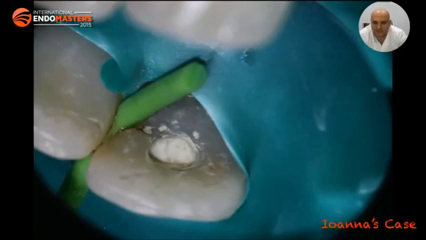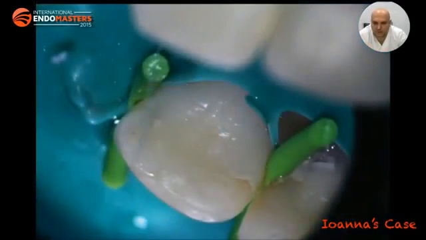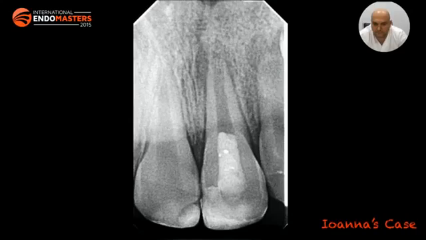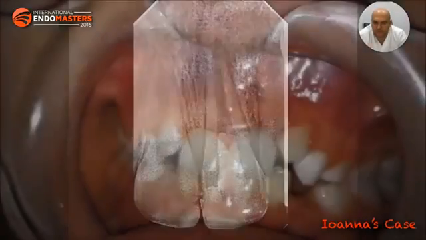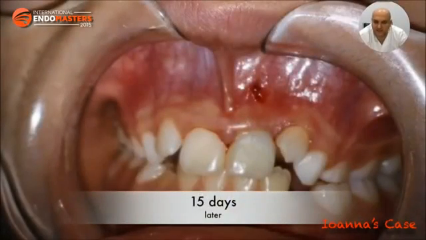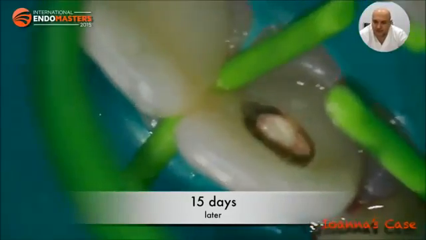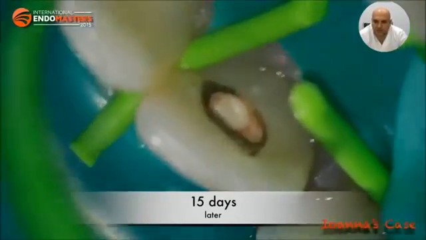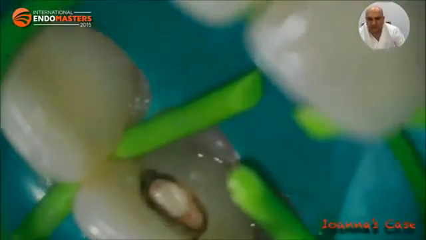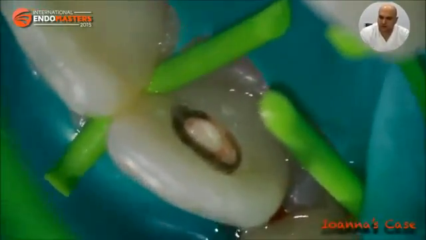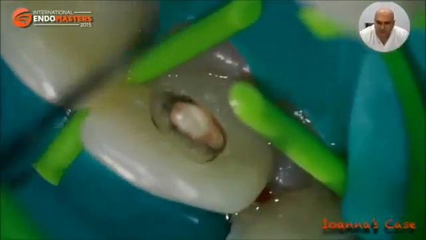This is the image under the microscope of the MTA coronal barrier, and this is the postoperative radiograph. 15 days later, the sinus tract was still present and a slight discoloration was making little Marlena's life miserable. However, the tooth now was asymptomatic and a decision was made to perform the permanent composite restoration and monitor the case. The temporary restoration was removed and the setting of MTA was checked.